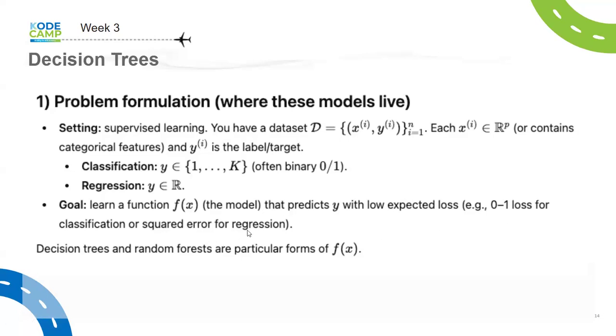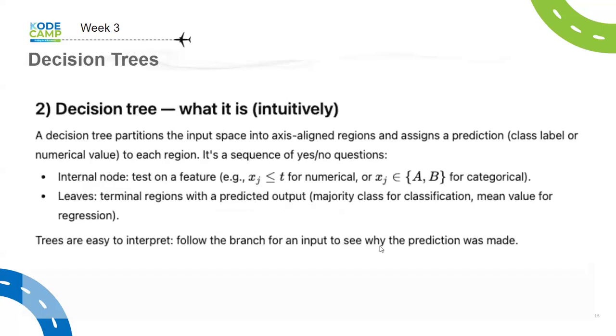You have squared error for regression, and then you have other losses. We'll talk about that. So the decision tree and random forest is a specific form of f of x. But this is a general thing for all models. A model is basically a function that you learn to be able to predict the data. That's essentially what a model is. And with linear models, a function is a linear function, right? Y equals mx plus c, and so on.